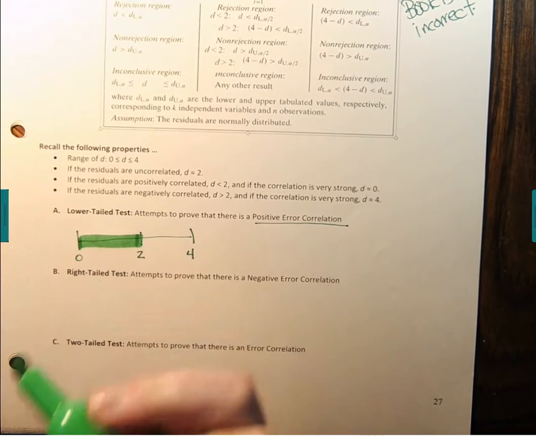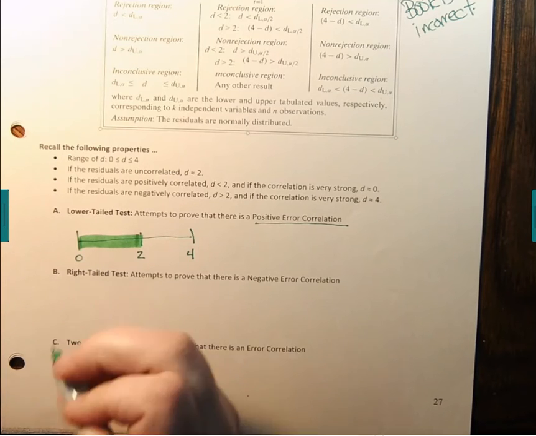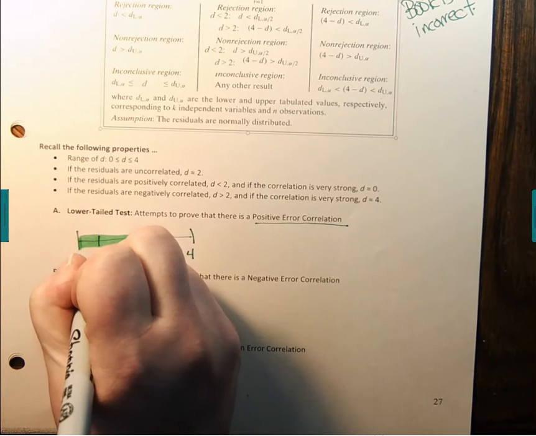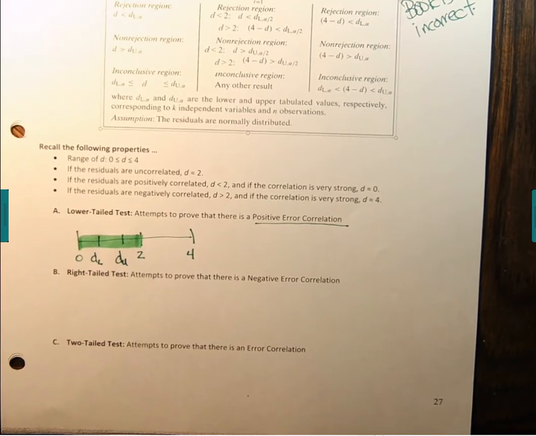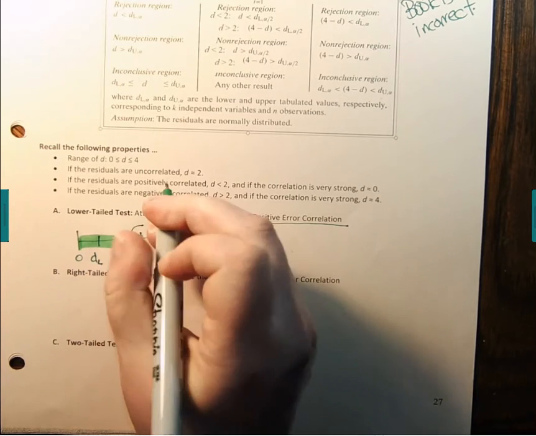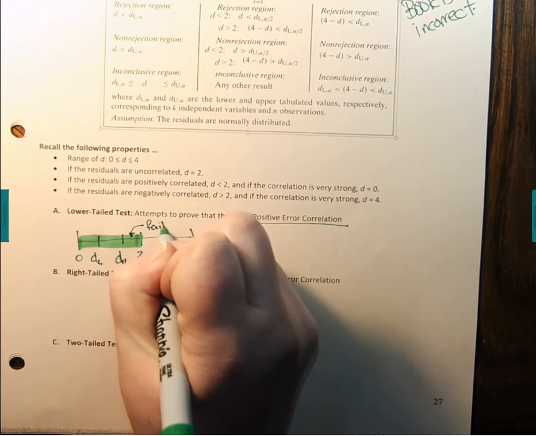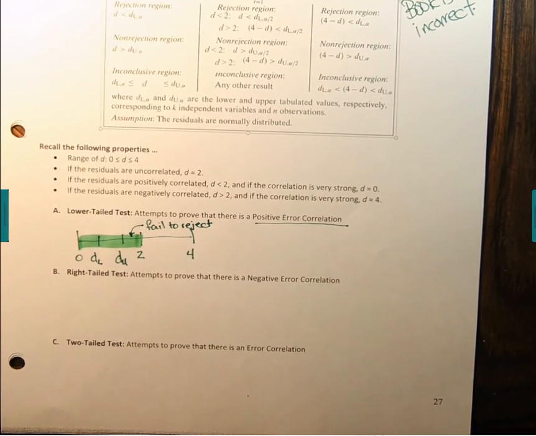So this is the region that I'm interested in because that would suggest positive correlation. The way that this test works, it sets up two different bounds. There's one that we call DL and one that we call DU. If our test statistic falls in this region right here, we fail to reject. In other words, our test statistic was too close to 2, which would suggest no correlation.